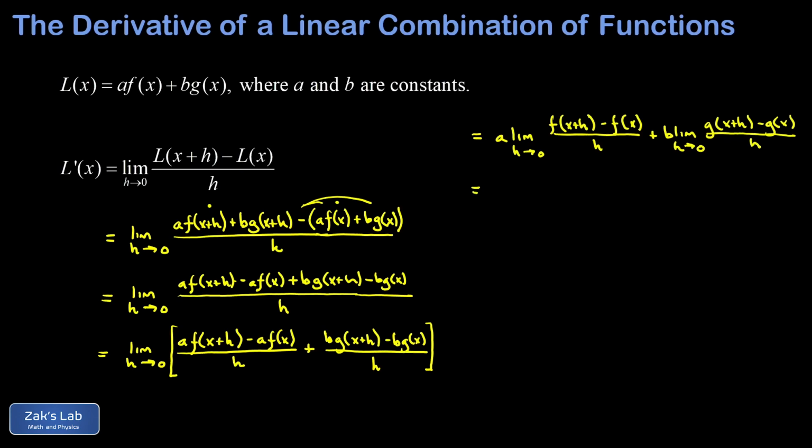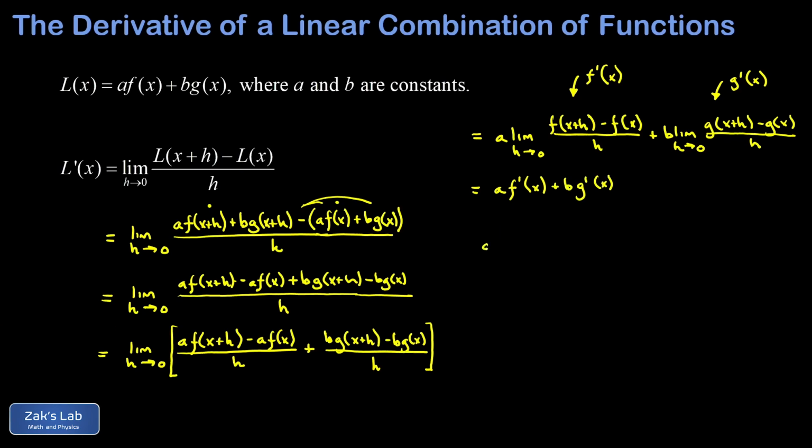And this, of course, is the moment we've been waiting for. I've now isolated the derivative of f in my first limit. That's literally just the definition of the derivative of f. So there's f prime of x. And my second limit is g prime of x. So we arrive at our conclusion here. When I take the derivative of this linear combination, all I have to do is just take the derivatives of the individual functions that are in the linear combination.